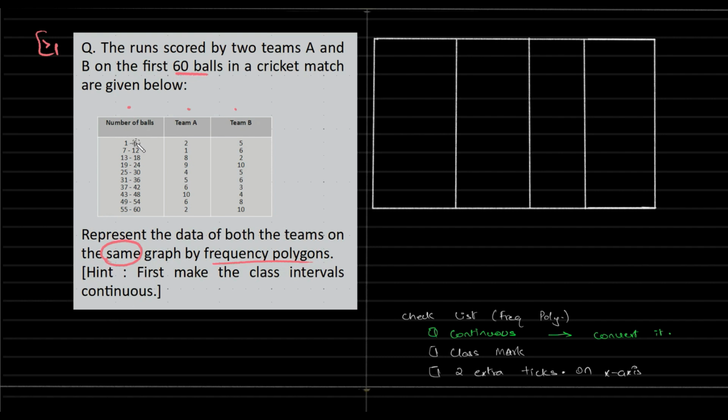So let's look at it. We have 6 and 7, 12 and 13. Yes, it's not continuous. We have to make it continuous. So the very first thing is the number of balls, the first column, which is continuous. Then your class mark. Then we have team A and team B.